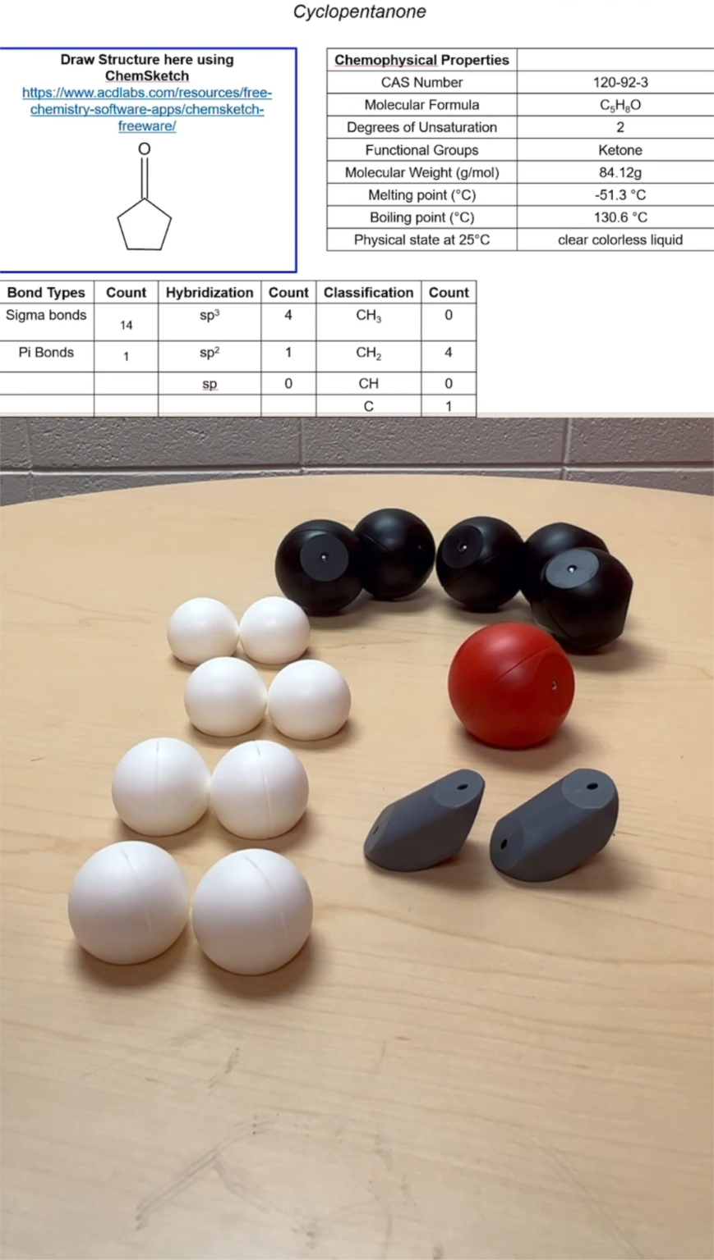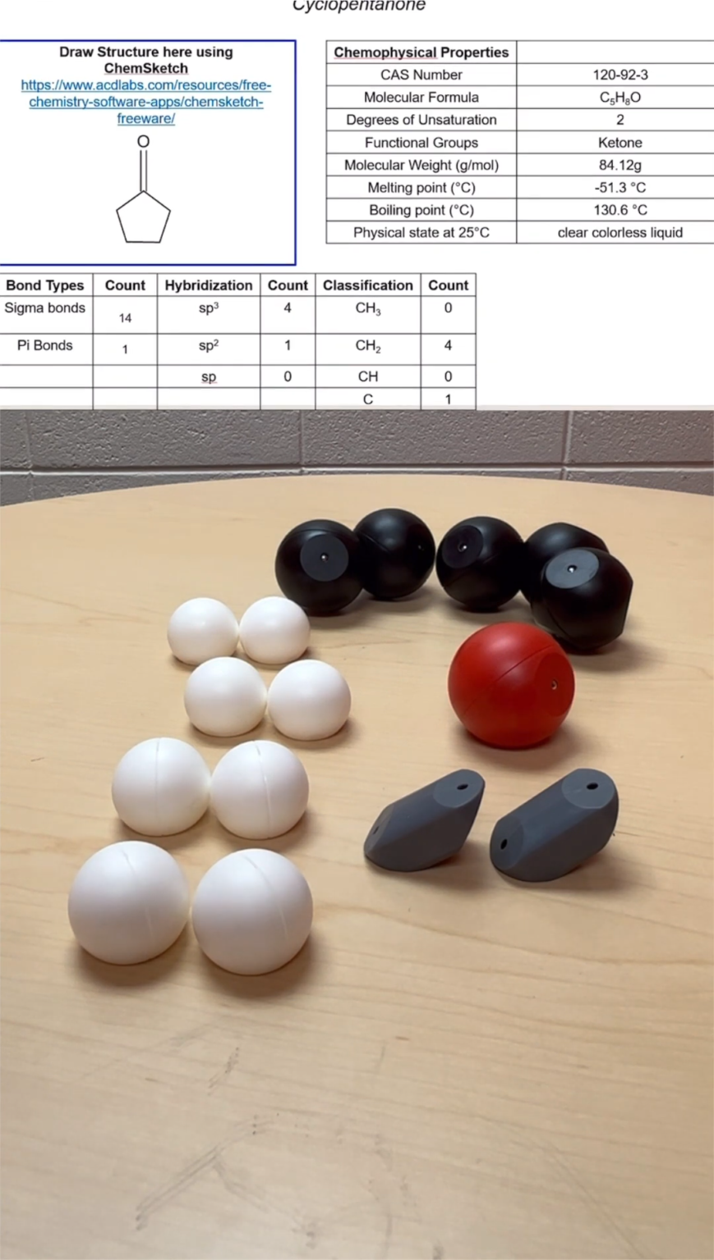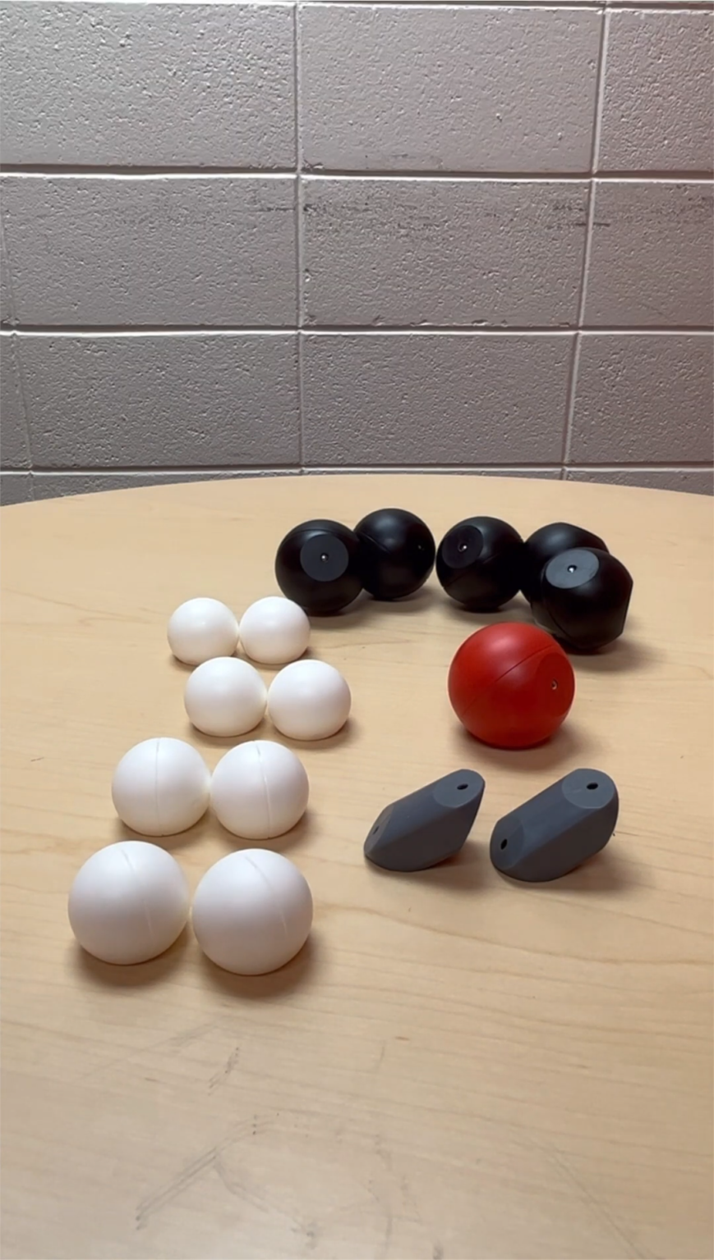We'll have the carbon ring, which is 1 degree, and the pi bond, which is another, giving us a total of 2. It has a molecular weight of just over 84 grams, a melting point of -51 degrees Celsius, and a boiling point around 130 degrees Celsius. It's a clear, colorless liquid at room temperature.